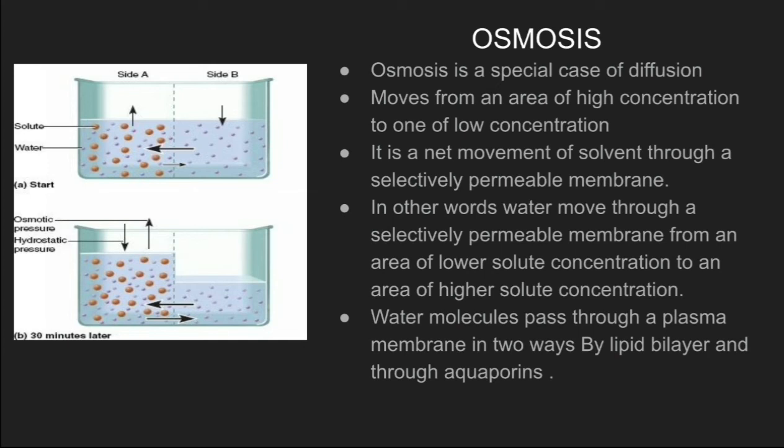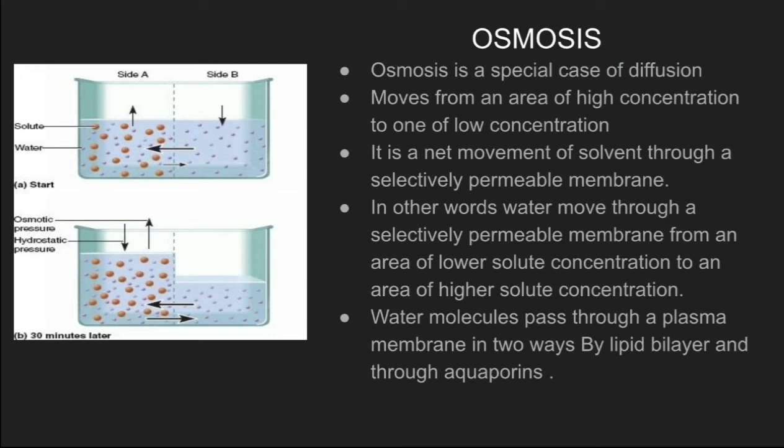It's similar to diffusion, moving from an area of higher concentration to one of lower concentration. So it is the net movement of solvent through a selectively permeable membrane. In a living system, the solvent is water, which moves by osmosis across the plasma membrane from an area of higher concentration to the lower concentration. In other words, water moves through the selectively permeable membrane from an area of lower solute concentration to an area of higher solute concentration.